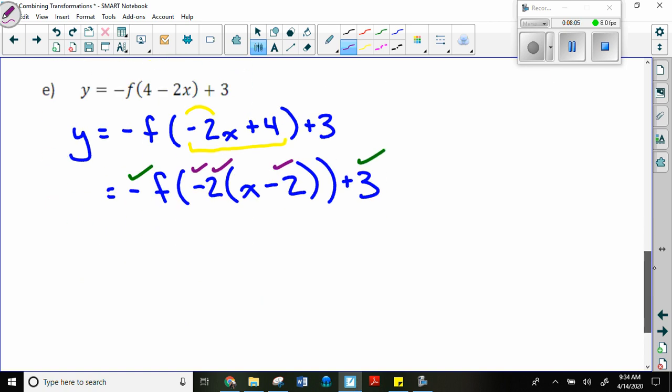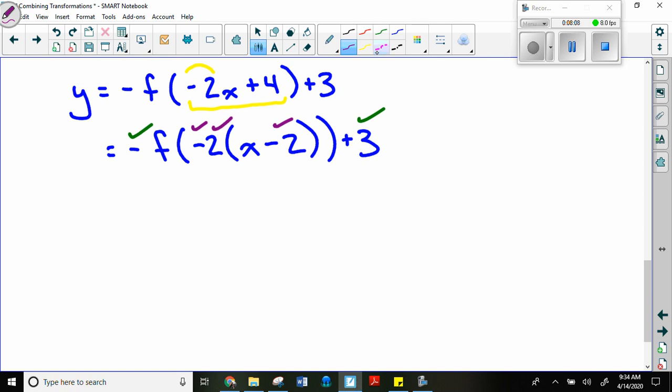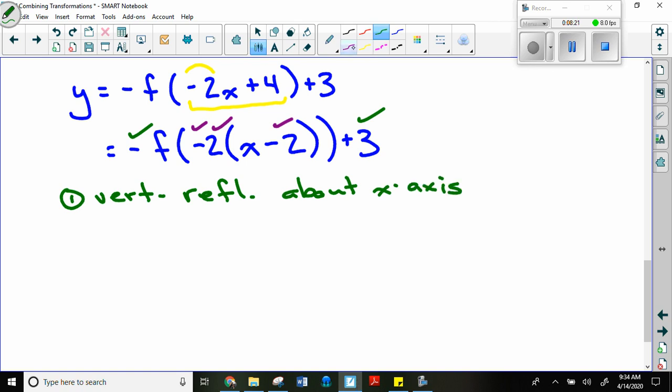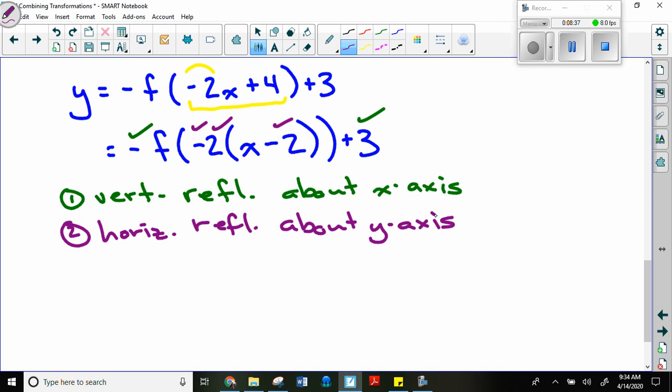Let's go. 1, vertical reflection about the x-axis. Multiply your y values by -1. Next, going inside. 2, horizontal reflection about the y-axis. Multiply your x values by -1.